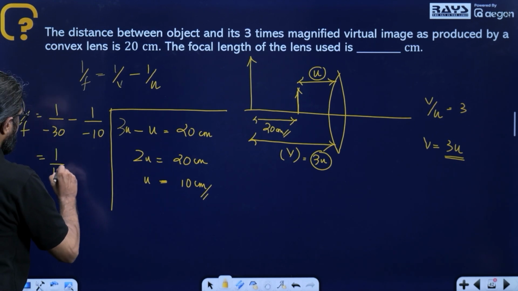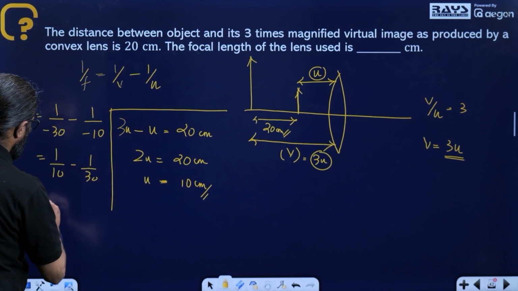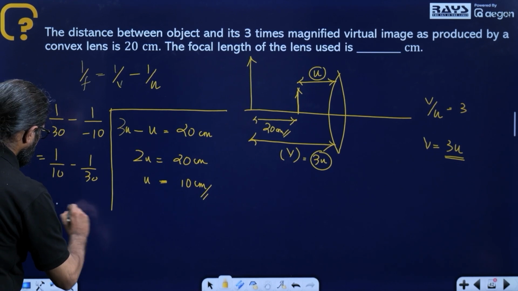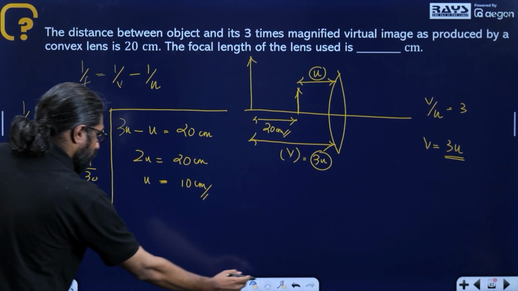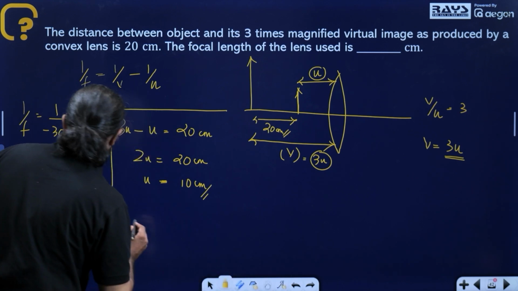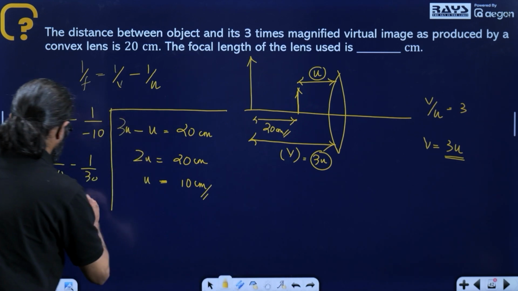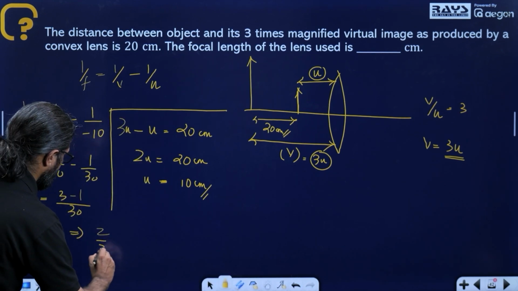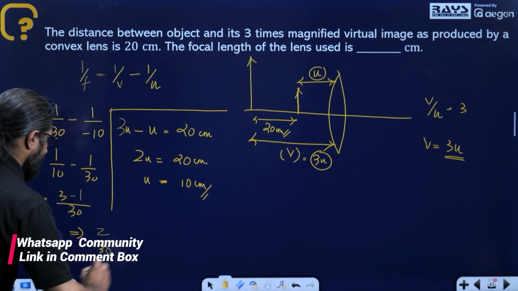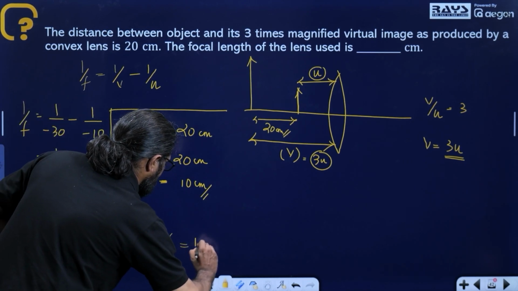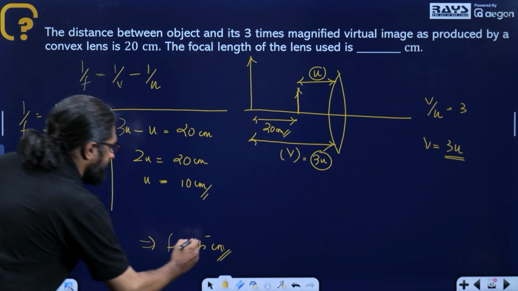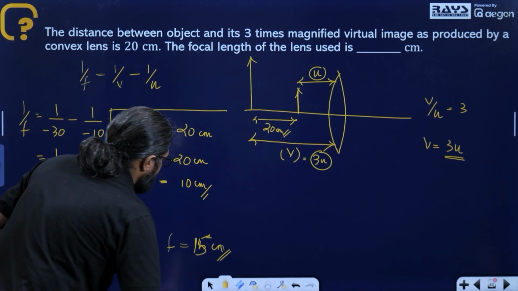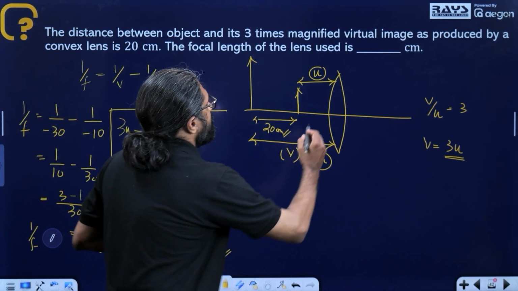That is basically 1 by 10 minus 1 by 30, and that would be 30 with 3 minus 1 on top. That will be 2 by 30, that is 1 by f, which means f is equal to 15 centimeters. F is equal to 15 centimeters is our answer. So 15 is the answer to this question.